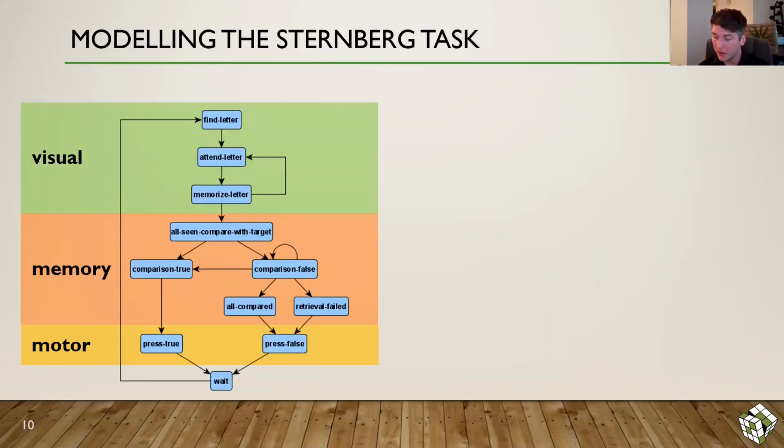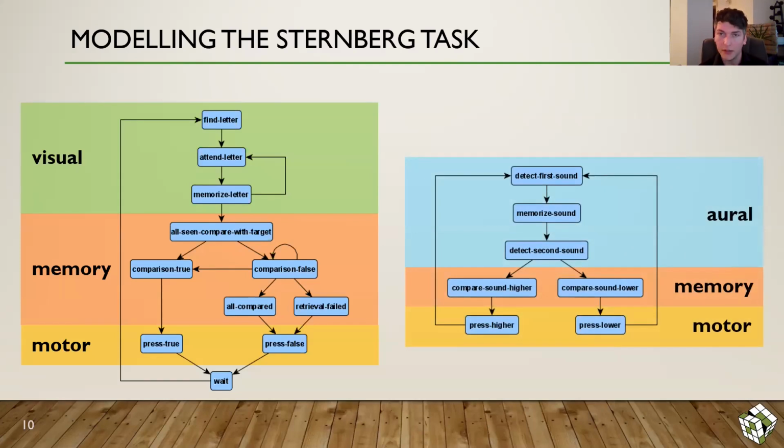The underlying processes of our model are shown in this flowchart. Production rules, here as blue blocks, look for the presented letter, attend and encode it, and repeat that as long as new letters are presented. Once all letters have been shown, the queried target letter is compared with all memorized letters. If a match is found, or if all retrievable letters have been compared, the appropriate answer is given. For the auditory discrimination condition, 2 tones of different pitch are played in regular intervals, which the model detects and compares to answer which tone was higher.